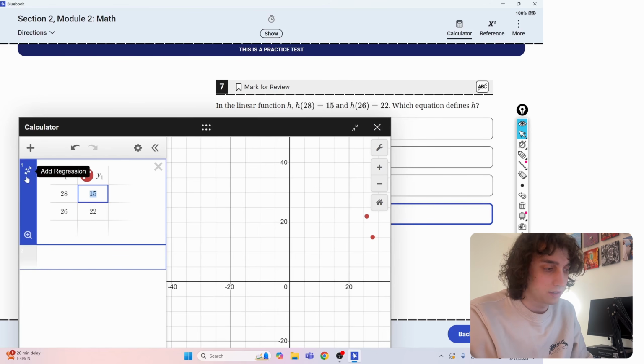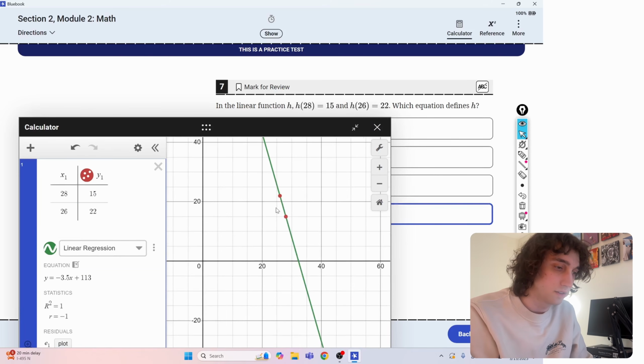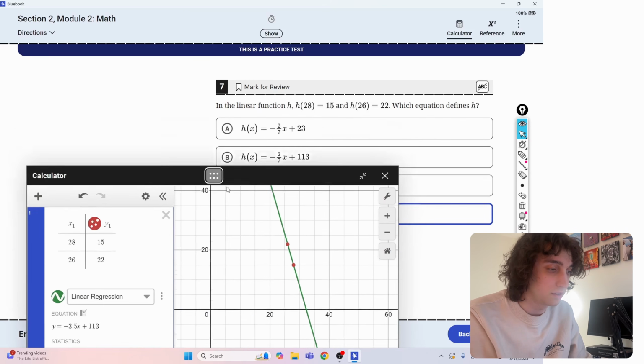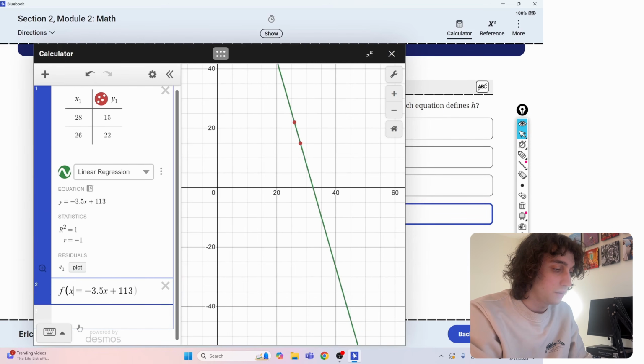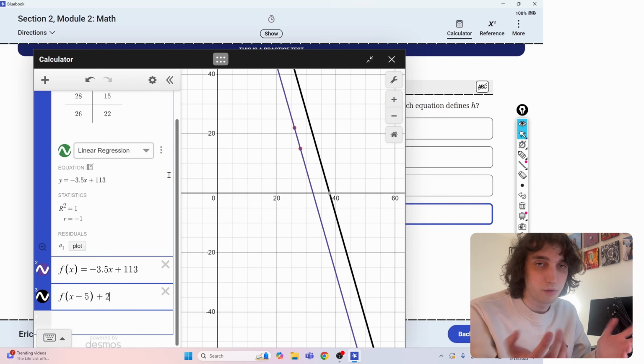And we want to click this add regression button here, run a linear regression. This basically draws a line that connects the 2 points. And the line is told right here, negative 3.5x plus 113, which indeed is the answer we chose. You can even copy this down by pushing this button, and then you can manipulate it. Maybe turn this into f of x. If we wanted to translate, we could translate, do whatever we want with that.